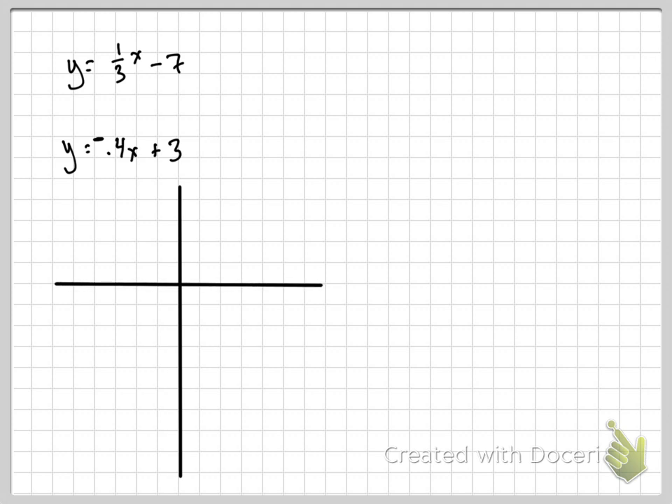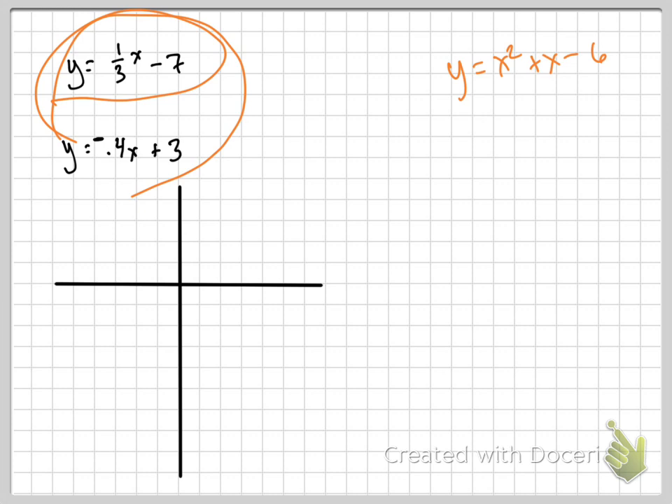So with this one, number one, I know both of these are lines. Besides the fact that I told you they were both lines, how else would you know that they're a line? How would you know, Bryce? y equals x squared plus x minus 6. That's not a line. Okay? How do I know that these two both are linear?